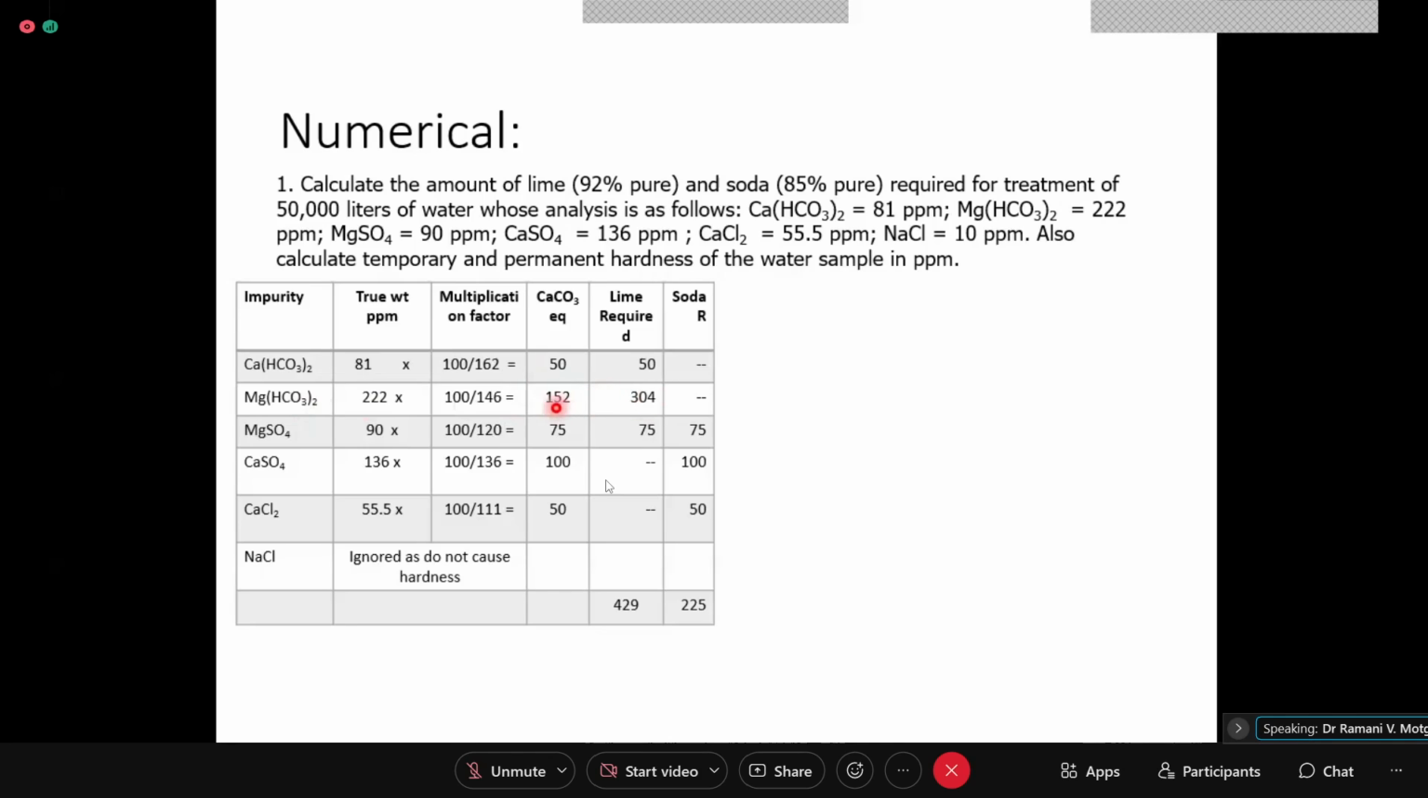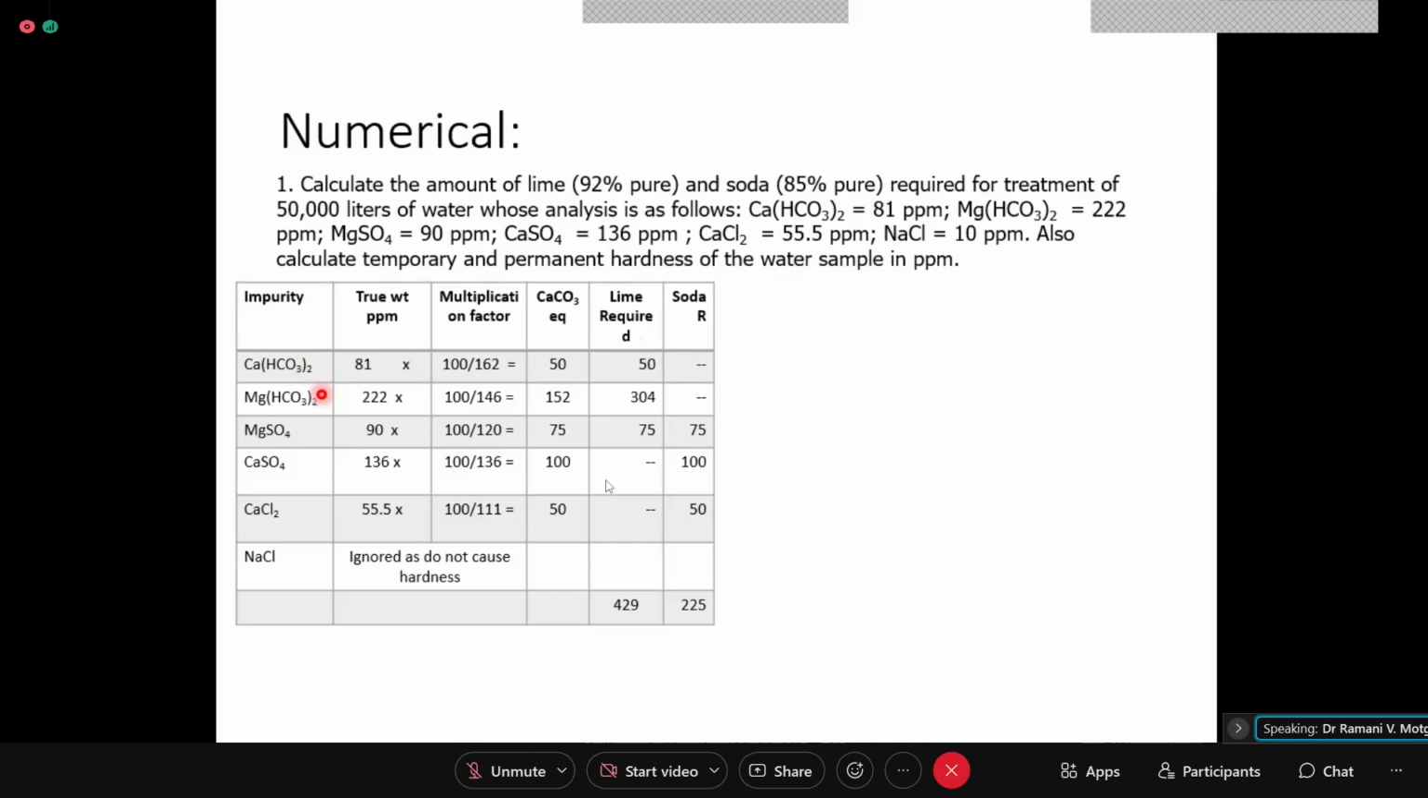So we write 152 into 2. Okay. So you should write here 2 into 152, so there is no confusion. Then magnesium sulfate is magnesium permanent hardness. Now you very well know that magnesium permanent hardness requires lime for its removal as magnesium hydroxide, but it incorporates calcium permanent hardness. Now that calcium permanent hardness is removed by soda, and that is why you will write the equivalents of magnesium sulfate in the lime required column as well as the soda required column.